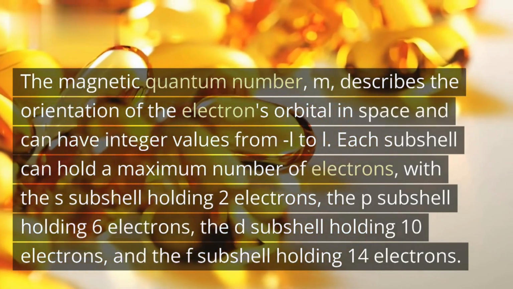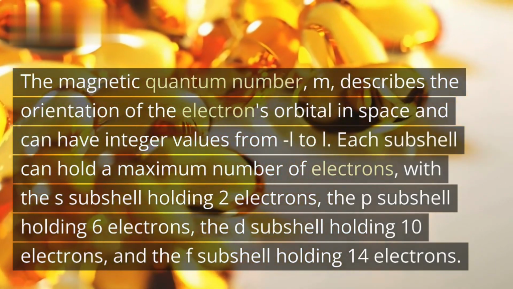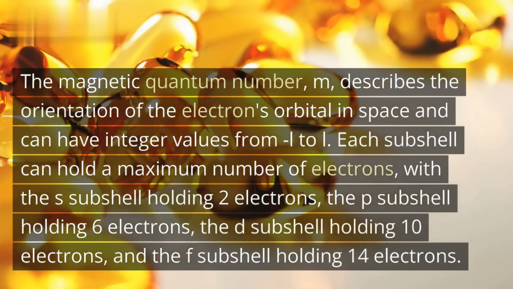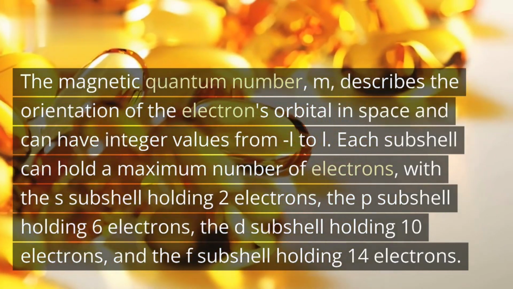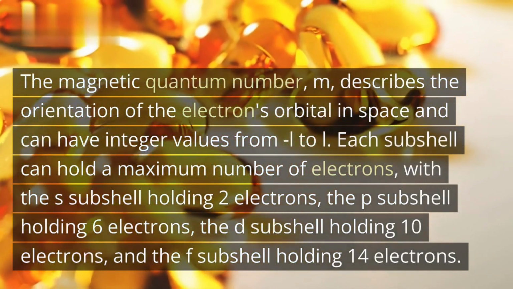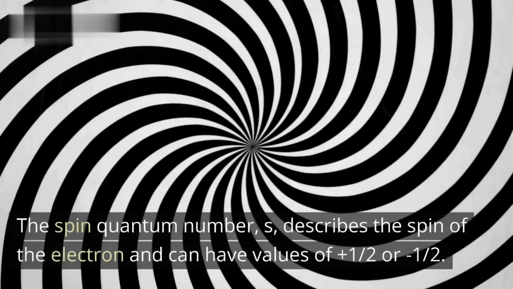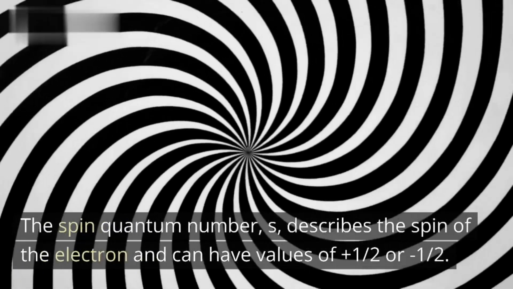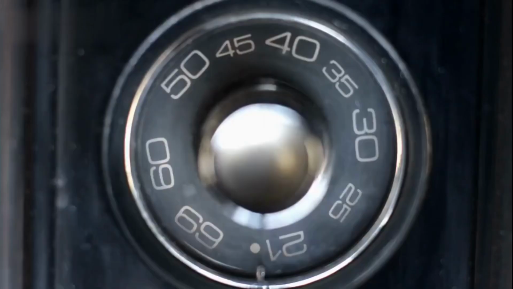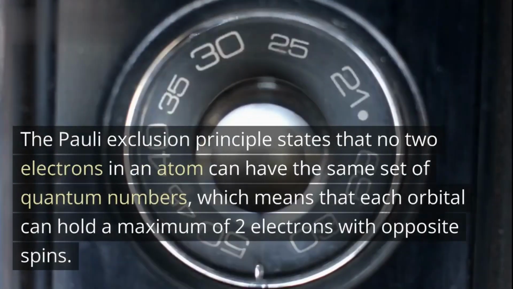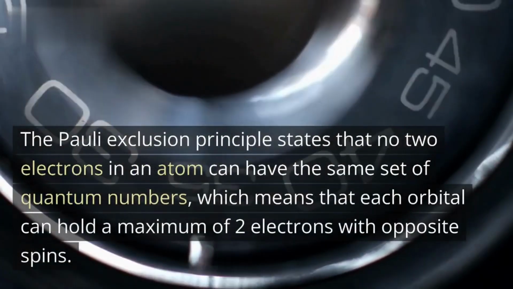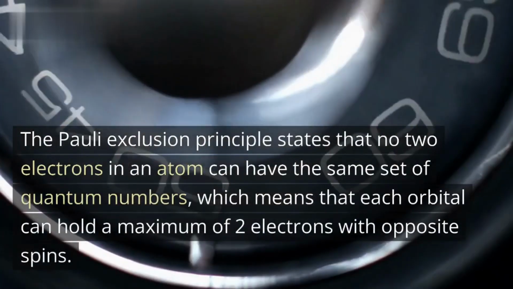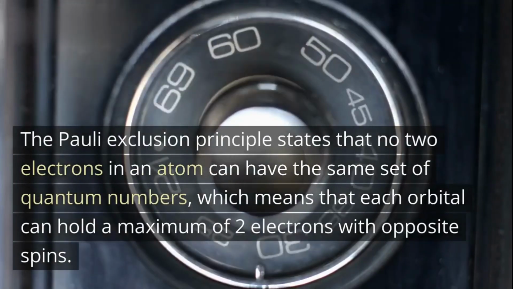Each subshell can hold a maximum number of electrons, with the s subshell holding 2 electrons, the p subshell holding 6 electrons, the d subshell holding 10 electrons, and the f subshell holding 14 electrons. The spin quantum number, s, describes the spin of the electron and can have values of +1/2 or -1/2. The Pauli exclusion principle states that no two electrons in an atom can have the same set of quantum numbers, which means that each orbital can hold a maximum of 2 electrons with opposite spins.